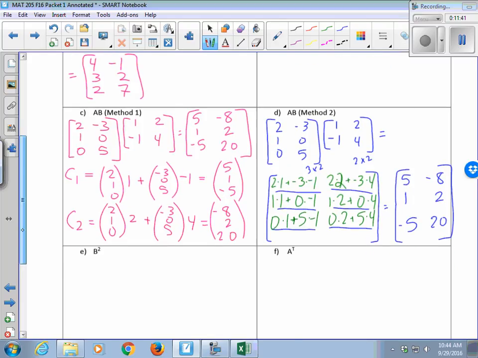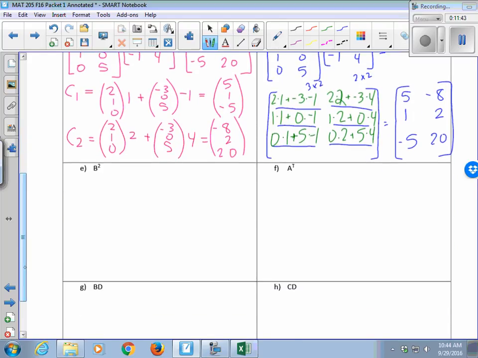All right. B squared. In general, when you square something, that just means multiply it times itself. So that means take B, 1, negative 1, 2, 4, times 1, negative 1, 2, 4. And then use the rules for multiplication that we just learned.